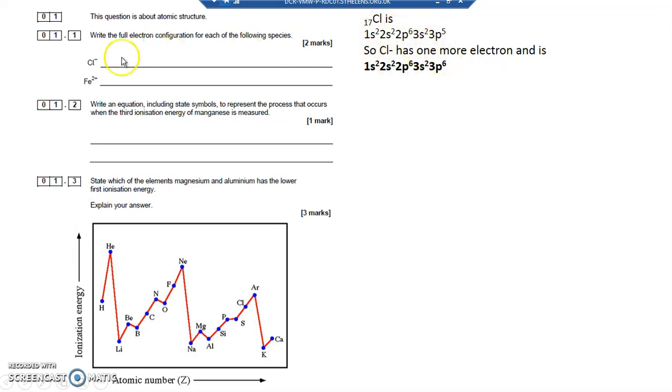So that's correct. If it's a minus, then it's gained an electron, so it gains one more. Well, all of these orbitals are now full, so it needs to go into the 3p, so it becomes 3p6.